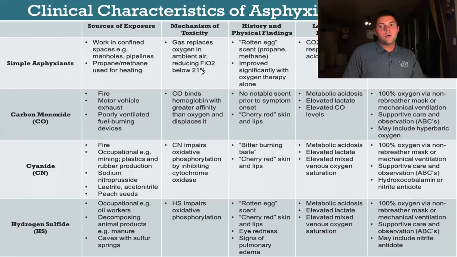And that's just your normal atmospheric oxygen. So 21% is normal at our height relative to the ocean. Possible rotten egg smell. It can be improved with oxygen therapy. CO2 can cause respiratory acidosis. Obviously, that makes sense. If you're not getting rid of your CO2, you're going to build up a respiratory acidosis. And if you don't breathe off that acidosis, you're going to get a metabolic acidosis. It all builds up. So supplemental oxygen is great, and then support your ABCs.